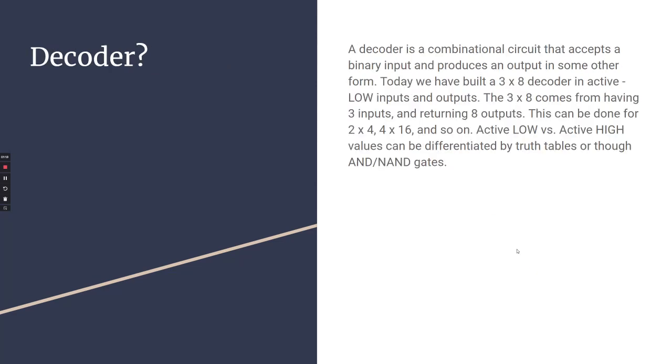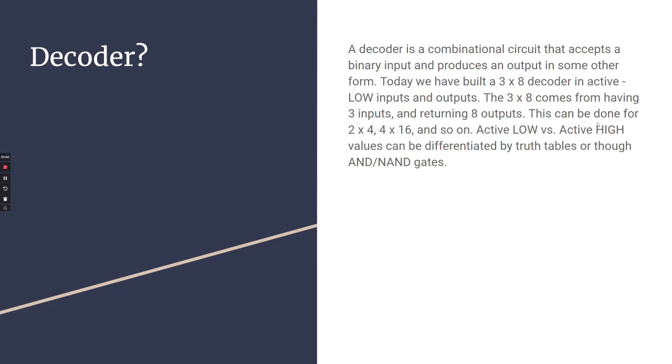Next question is, what is a decoder? A decoder is a combinational circuit that accepts a binary input and produces an output in some other form. So today in our lesson, we have built a 3x8 decoder with active low inputs. The 3x8 just comes from having 3 inputs and returning 8 outputs. And this can be done for multiple sizes such as 2x4, 4x16, and so on.